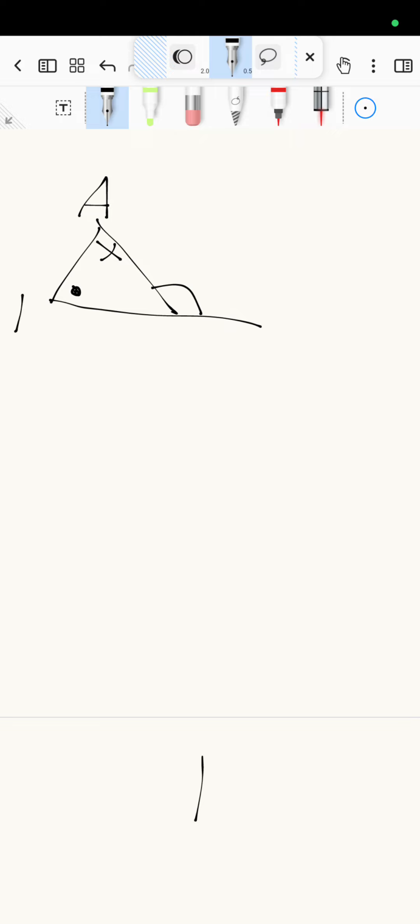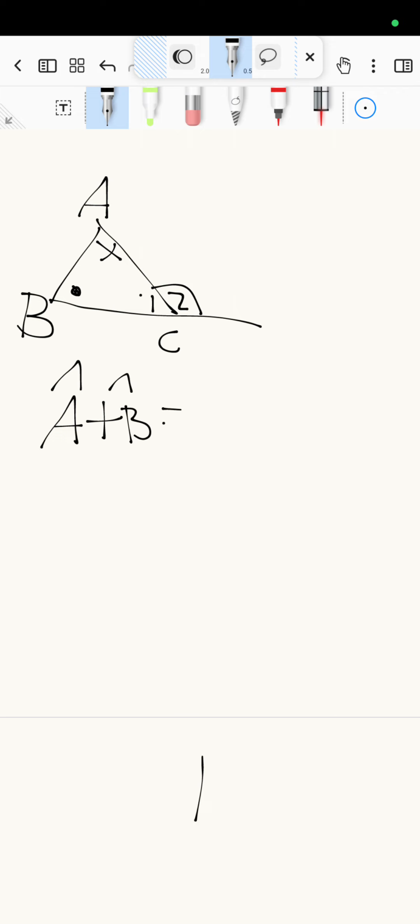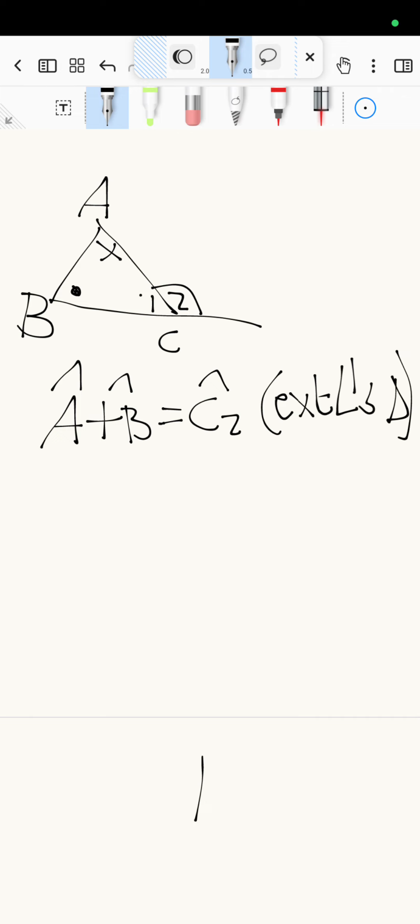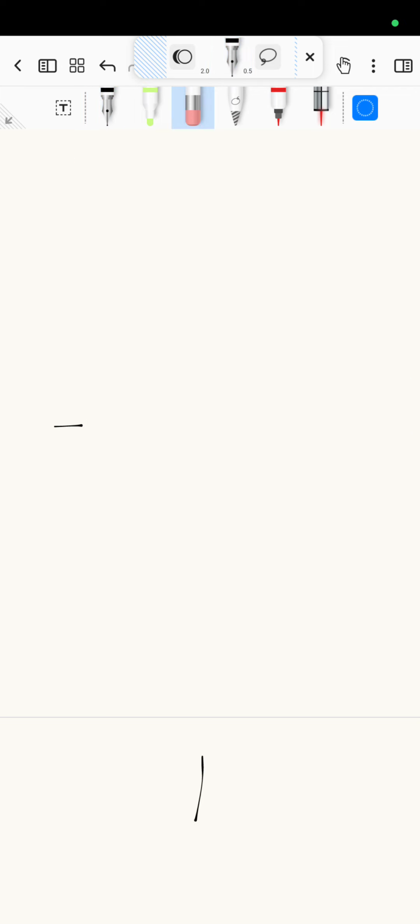Let's name this as well, A, B, and let's say C1 and C2, 1 and 2. So we'll say A plus B will equal C2. Right? The reason we will use here, also it gets written here, is going to be exterior angles of a triangle, right? Exterior angles of a triangle. So those are true for all triangles. Okay, now let's look at some specific triangles.